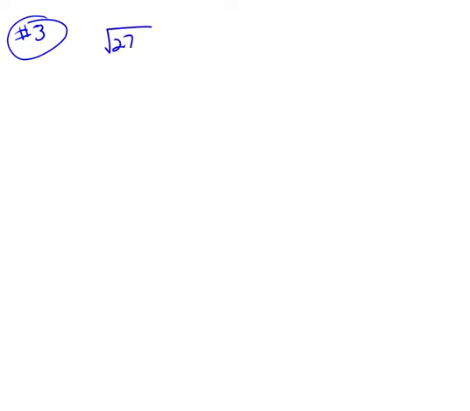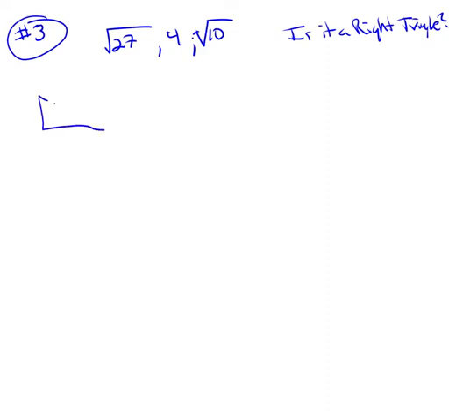So the square root of 27, 4, and the square root of 10. Does this make a right triangle? Some people find it helps to sketch it. Well, I'm not going to make it a right triangle because that's the question we're asking. I'll make it look close to a right triangle. Now, which one will be our C up here? That would have to be the one across from the longest side.